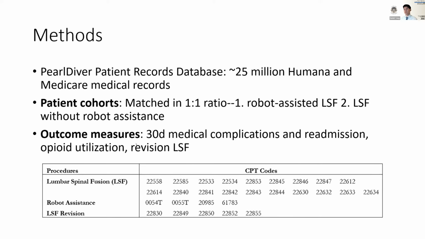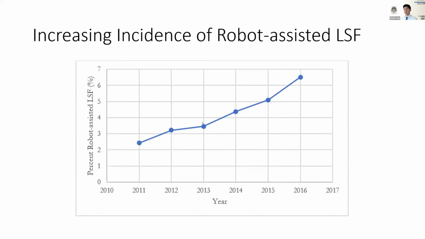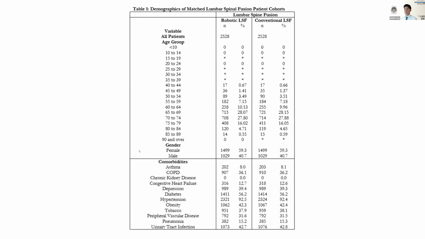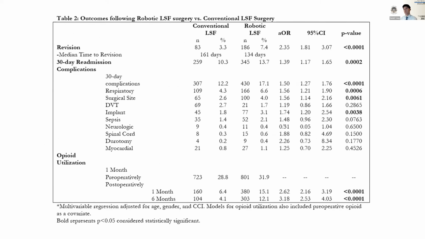These are the outcome measures we looked at. Firstly, before matching, we noticed that there is an increased incidence in the use of robot-assisted LSF over the years of the study. Located down here are the comorbidities that we matched. So these are the two cohorts. Without further ado, onto the outcomes analysis.